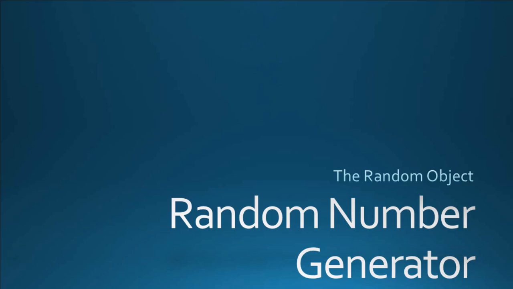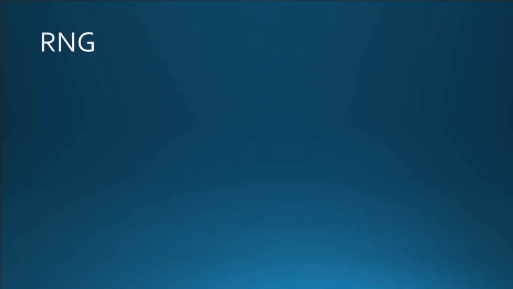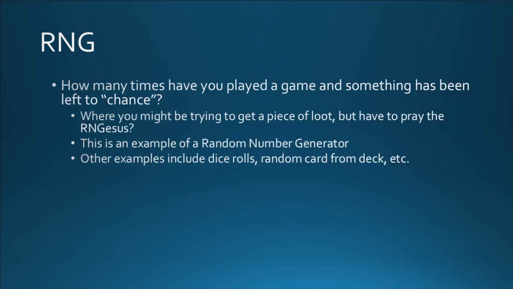Alright folks, we've made it to our last lesson in chapter 3, which is the random object, which belongs of course to the random number generator. And for those of you who are gamers, you might be familiar with RNG. So RNG, or the random number generator, right? How many times have you played a game and something's been left to chance? How many times have you been trying, for example, to get a piece of loot but have to pray to the RNGs? This is an example, of course, of the random number generator.